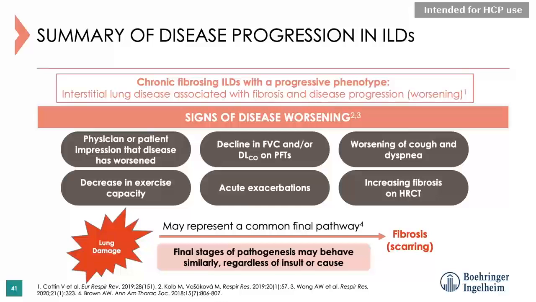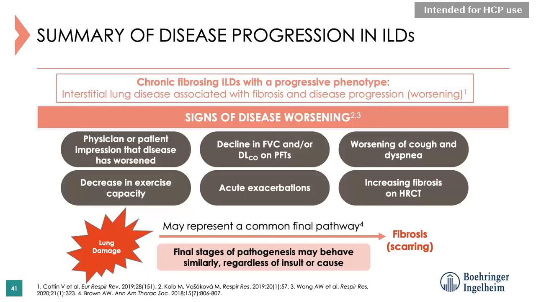Chronic fibrosing interstitial lung disease with a progressive phenotype is characterized by ILDs with variable degrees of inflammation and fibrosis, but with uniform disease progression. There are various different signs of disease worsening, including physician or patient impression that the disease is worsened, declining lung function tests, worsening symptoms, decrease in the exercise capacity, acute exacerbations of the disease, and increasing fibrosis on CT.